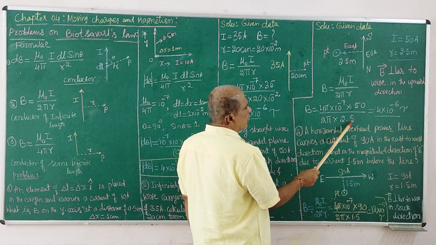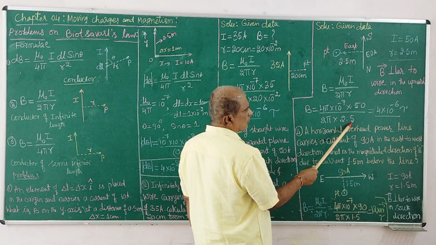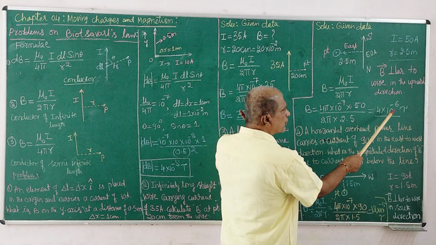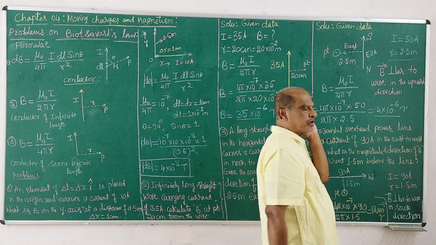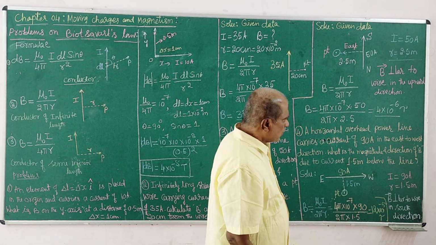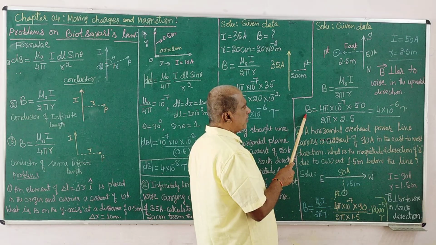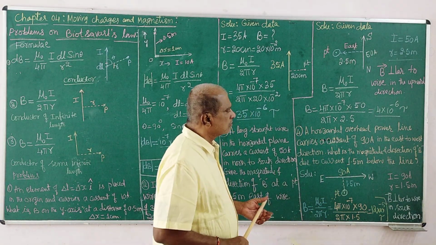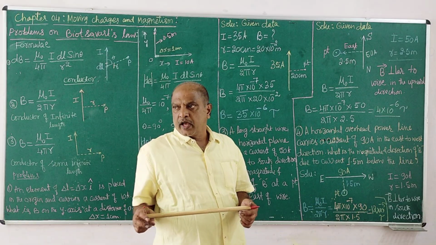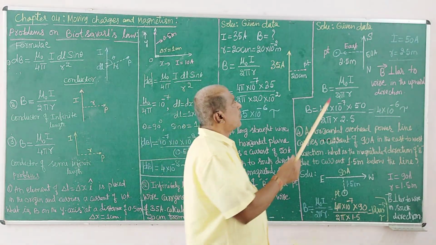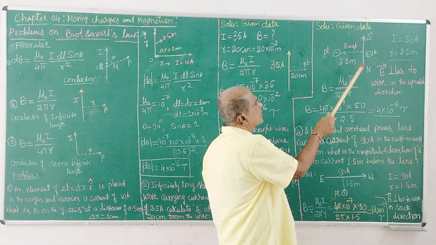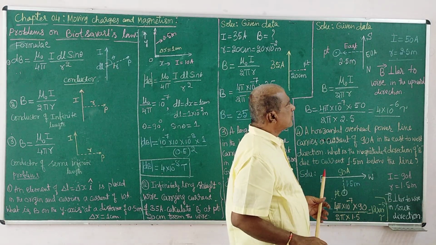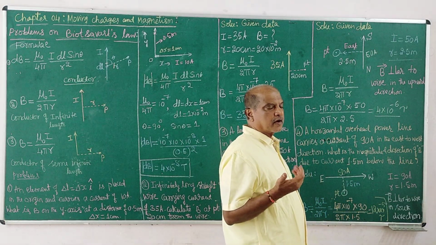R value is 2.5 meter in SI. 2 pi. Simplify this, you get the value 4 into 10 to the power minus 6 Tesla. This is the magnitude of B. And one more thing, you have to calculate the direction of the magnetic field at this point with respect to the current carrying conductor. Apply the Biot-Savart law, the right hand rule.